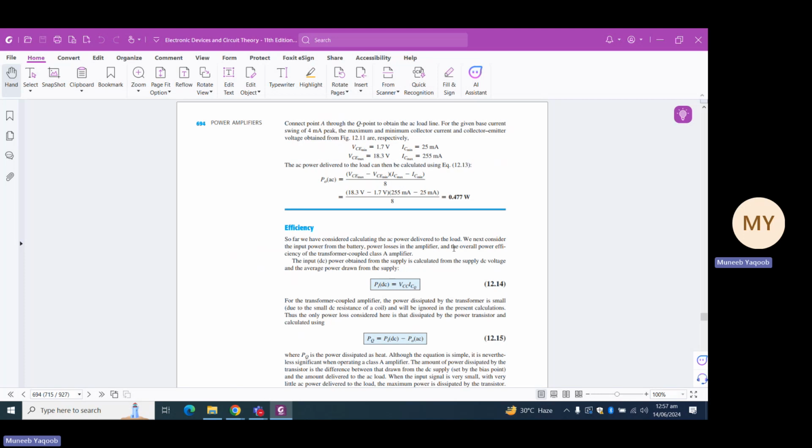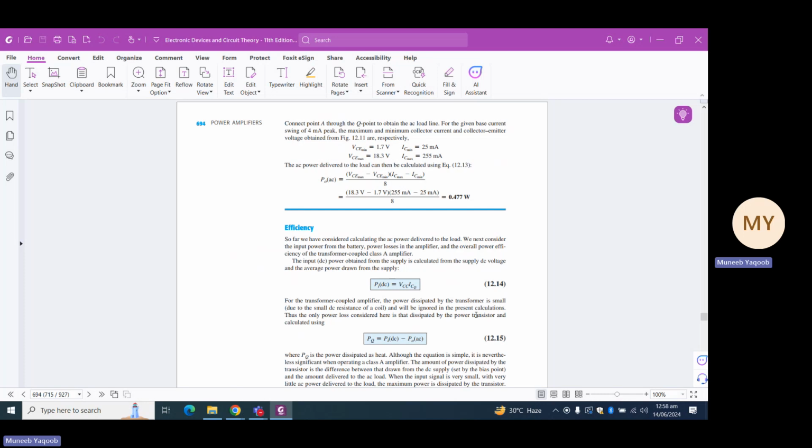Now coming to the efficiency, like class A amplifier and any other power amplifier, the input power is basically the power that we gave as the DC bias, that is PDC. So to calculate PDC, we will simply multiply VCC with ICQ. And to find out how much power is consumed in our system, we will simply subtract the output power from the input power. So it will be the power that is consumed in the transistor.